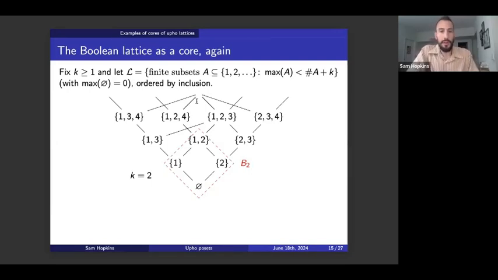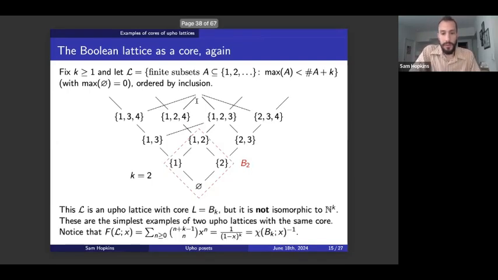What you'll notice, or you can sort of see in this example, is that this is an upper homogeneous lattice, and its core is, in this example, B_2, and in general, the core is the Boolean lattice B_k. But it's not isomorphic to the natural numbers to the kth power. So this is sort of the simplest example showing two different Upho lattices with the same core. You can see that just because, in this example, there's something which covers 3 elements, and that can't happen in N squared.